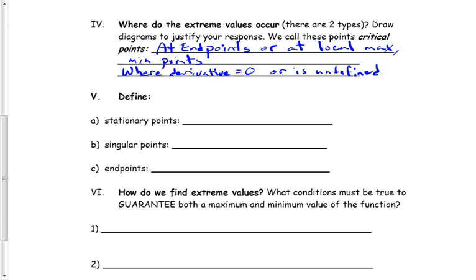Okay. So extreme values are going to occur at polynomial graphs at nice smooth curves, maxes and mins, or at the endpoints. It also can occur where the derivative is undefined. I'll give you an example of that in a minute.